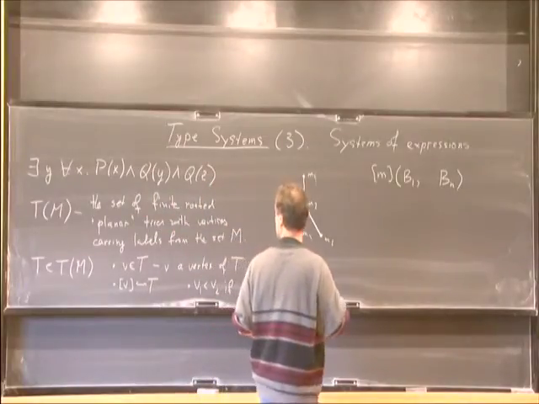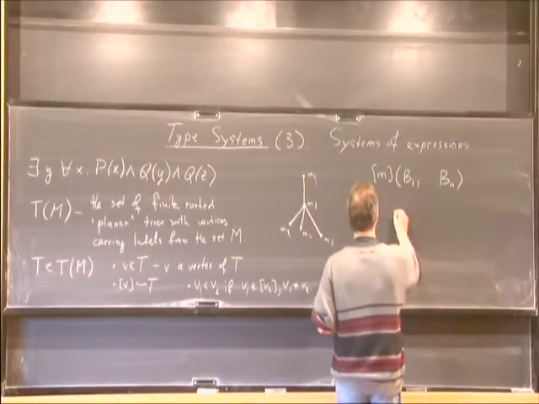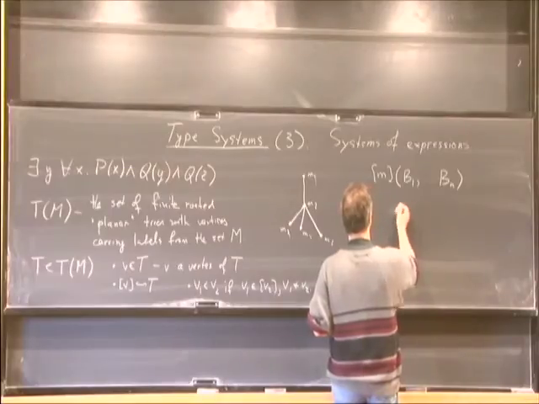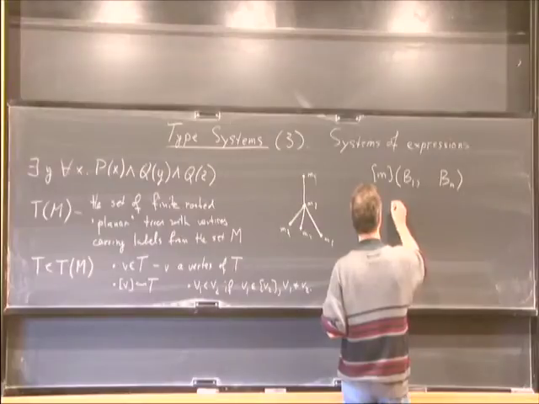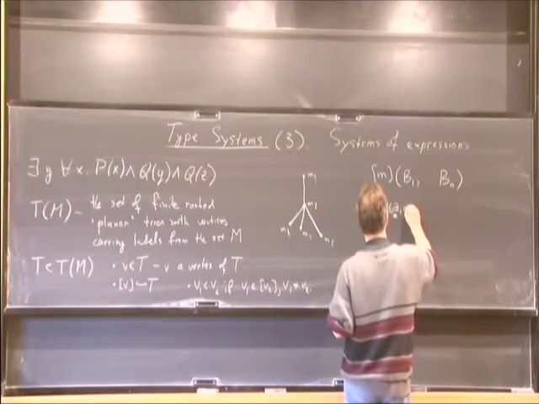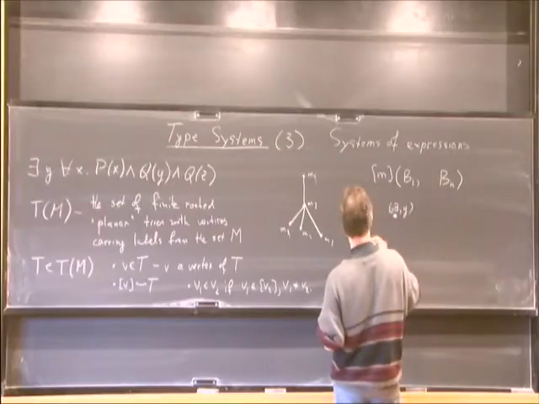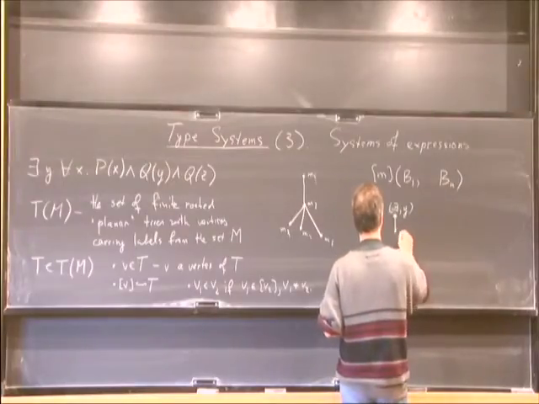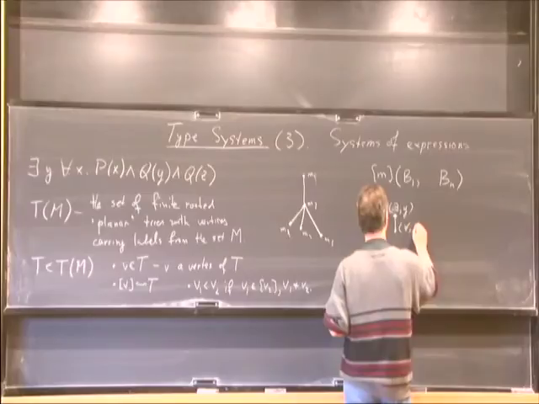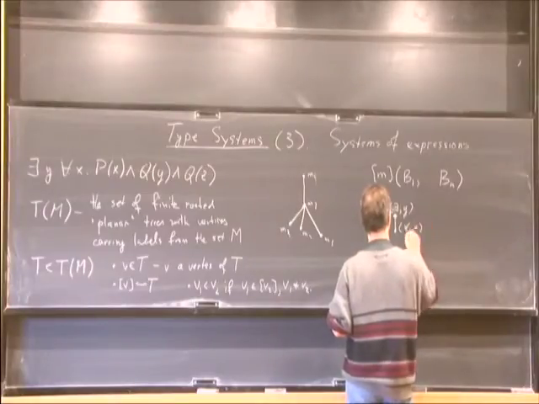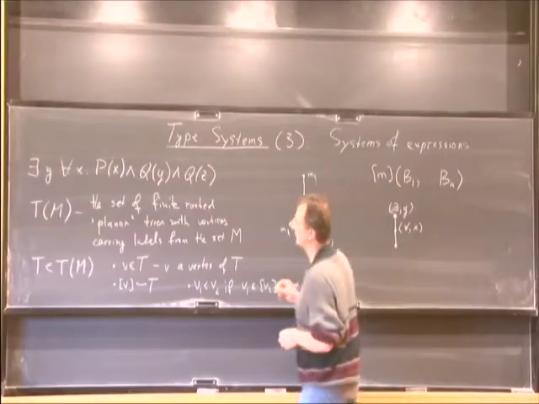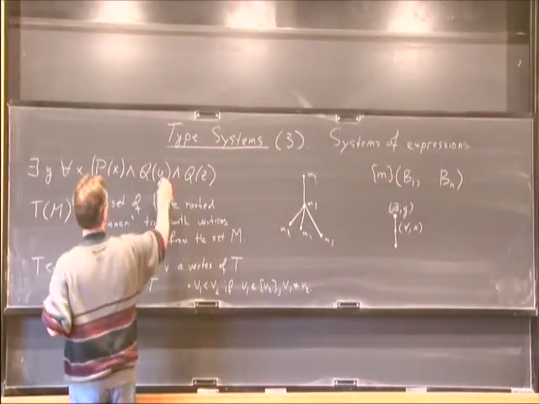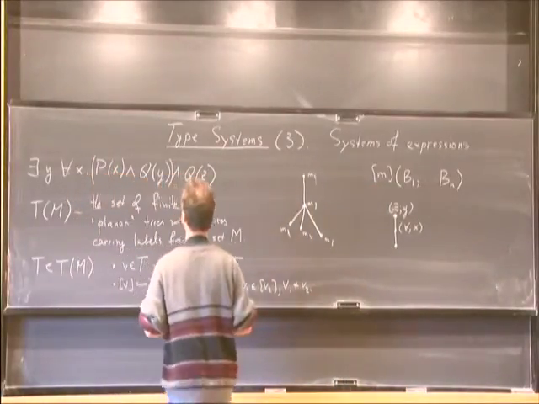Now, I want to write this thing as follows. So the root, or maybe let me draw and then write. The root will be labeled by a pair, exists and y. Underneath there will be a thing labeled by a pair, for all and x. Underneath there will be, well, we need something like that, presumably.